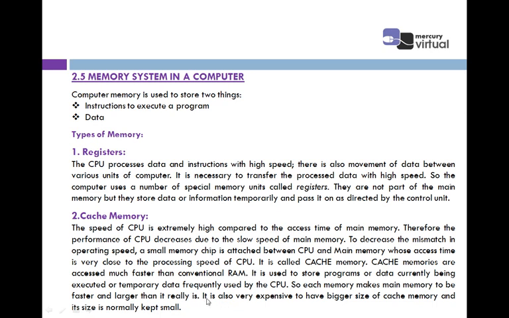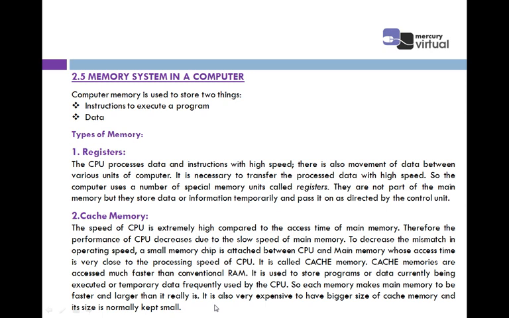The main limitation of cache memory is that it is expensive in nature. It is very expensive to have a bigger size of cache memory and its size is normally kept small. The cost of the chip is very high. So we can manage with the help of a small chip, that is your cache memory chip.